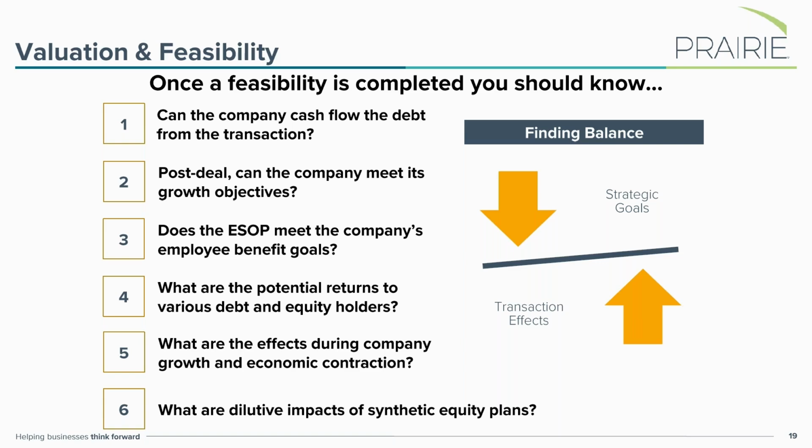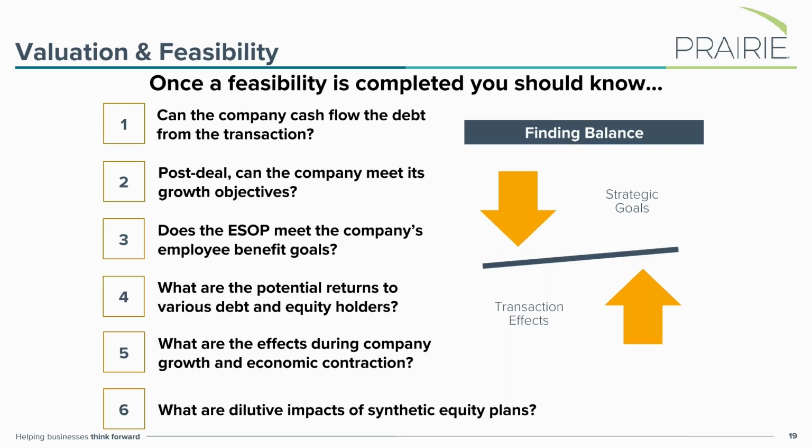And then the number 3 there really is a big point, right? Does it meet the employee benefit goals? The whole reason of doing an ESOP is to provide employees a benefit and a share in the ownership of the business moving forward. In setting up and structuring a transaction, it's very important that those elements are looked at, that the employees are achieving what they set out to do, the goals of the company. Employees are benefiting from what's being set up, and it's an important part of the transaction.